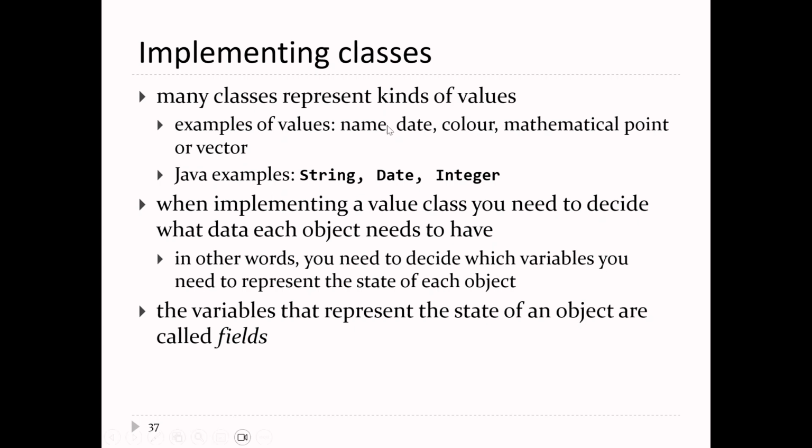So for example, if I'm implementing a class for colors, how am I going to store the information for that color? For a point, what variables do I need to store the information for that point? And so on and so forth. You're going to store the information in variables. So the variables that represent the state of an object, Java calls those fields. A field is just a variable that belongs to an object.